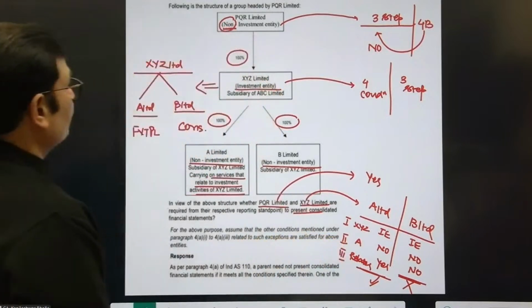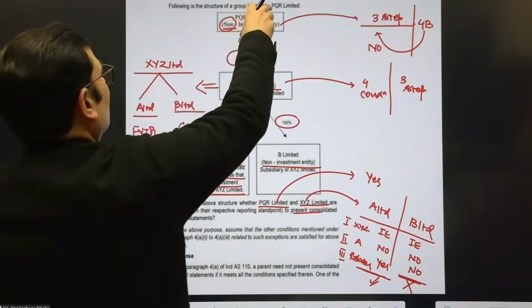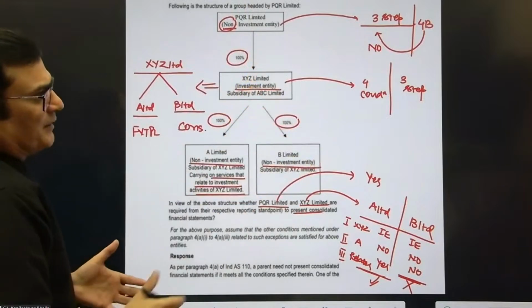But by the way, if I look at the status of PQR, is PQR required to consolidate XYZ as well as A as well as B? Am I right?